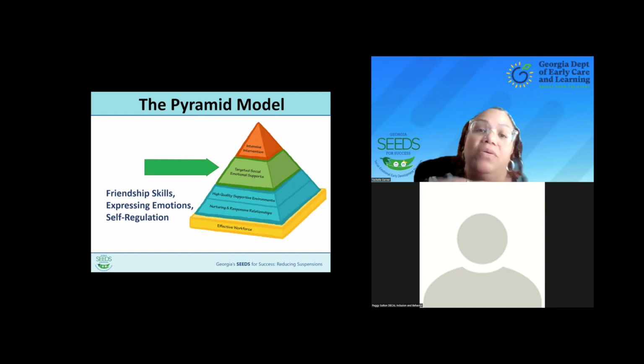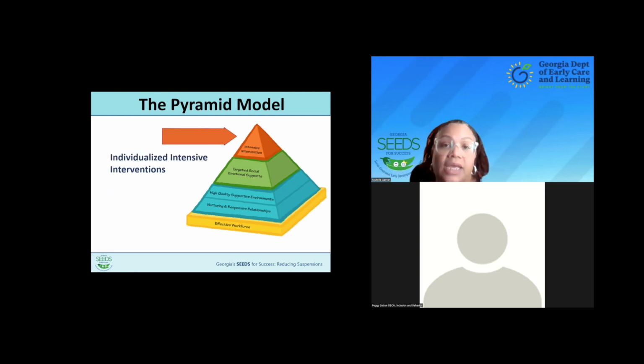The top of the pyramid, or tier 3 as we call it, is the intervention level. Tier 3 of the pyramid model describes the need to provide individualized and intensive interventions to the very small number of children with persistent challenging behavior.